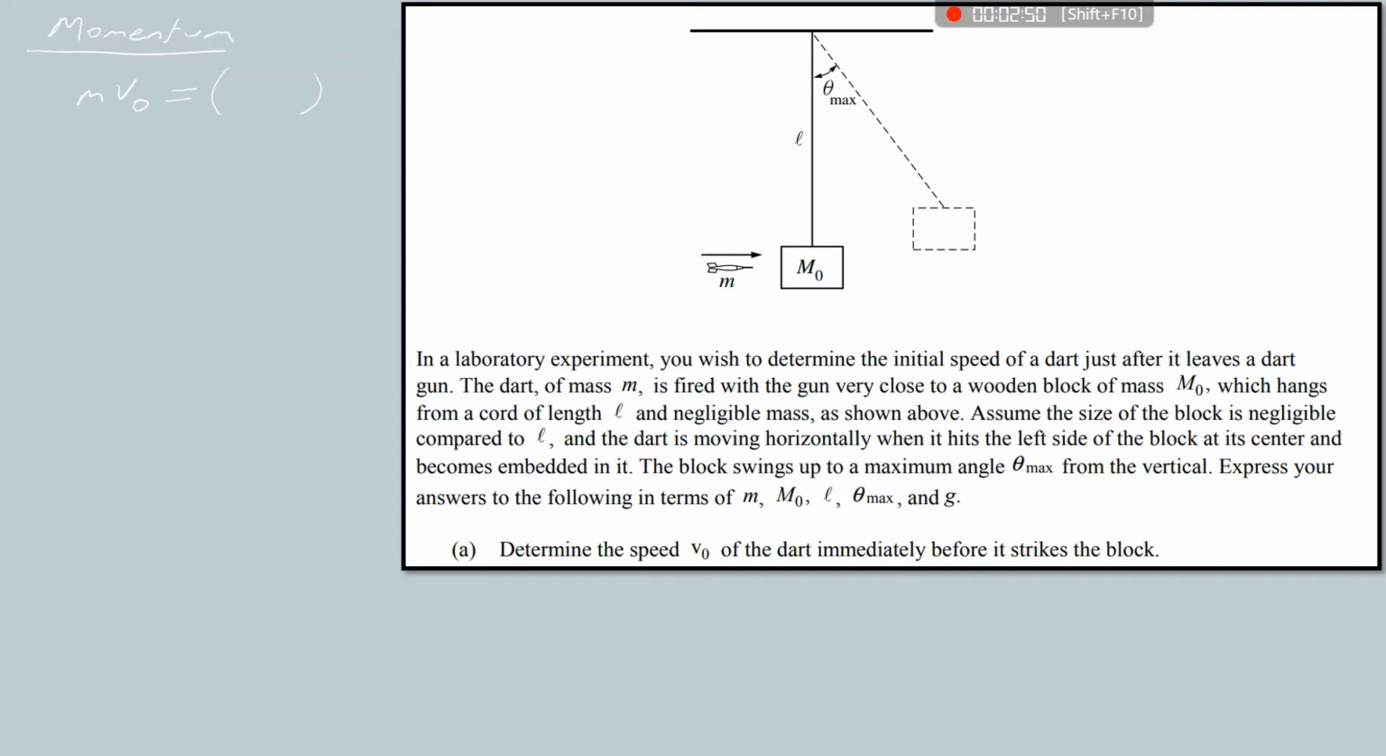M G L cosine theta. Okay, that's energy. So let's finish off momentum and then we'll get back to energy. Plus big M, final velocity. Okay, then we're going to go to energy.